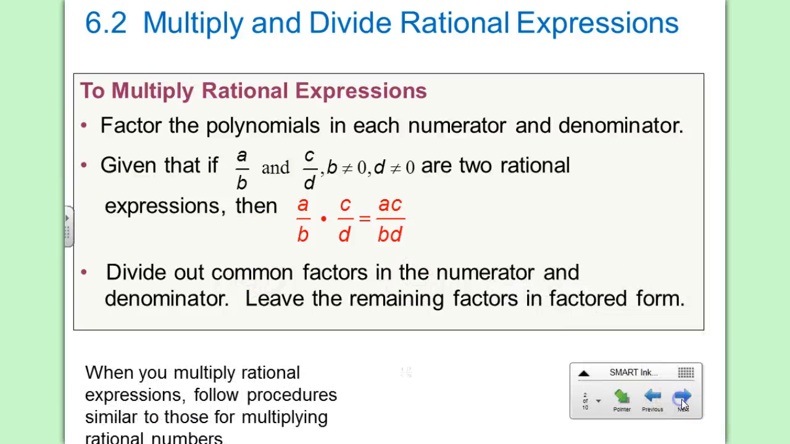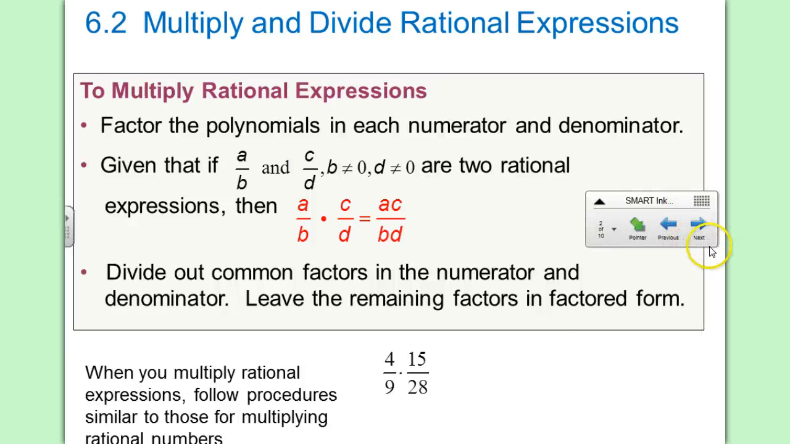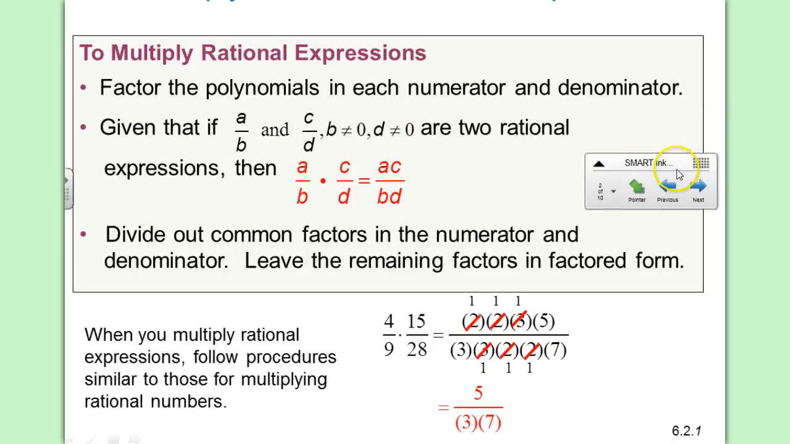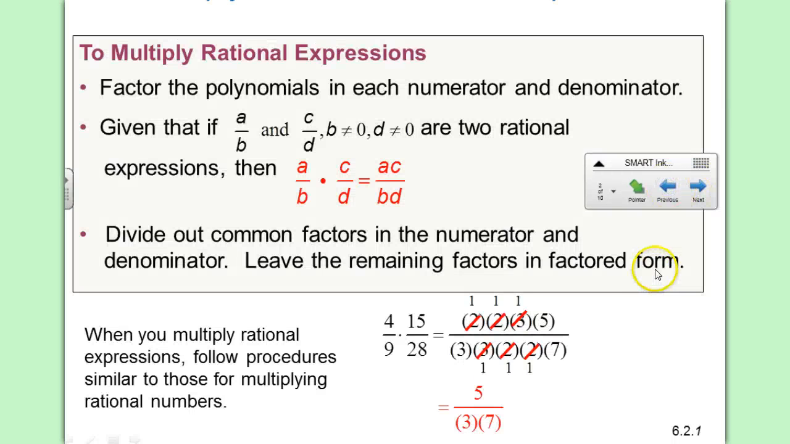When you multiply rational expressions, follow the procedures. Now, again, we write it in factored form. So when we do that, that's the best part. Once you've factored it, you get to blow stuff up. Boom. Those are the things that divide out and become 1. A 2 with a 2, a 2 with a 2, a 3 with a 3, leaving behind simply 5 and 3 times 7. I don't know if you can see that. 5 and 3 times 7, which in simplest form, we can just leave like that, right?